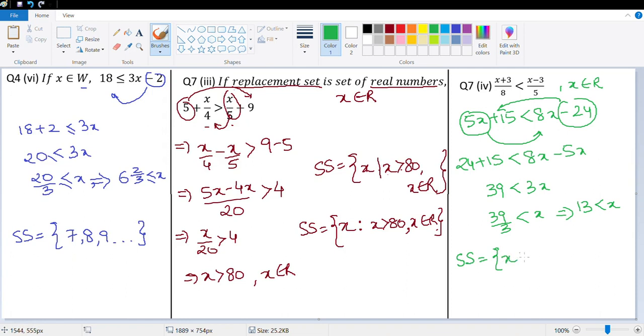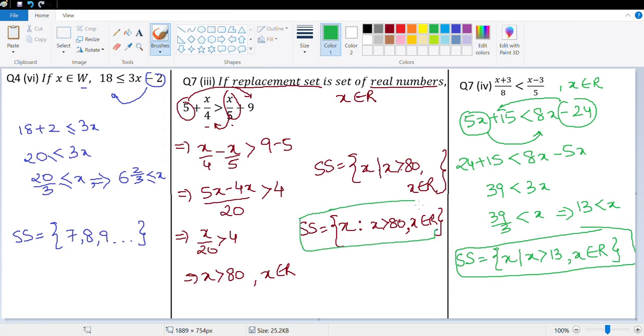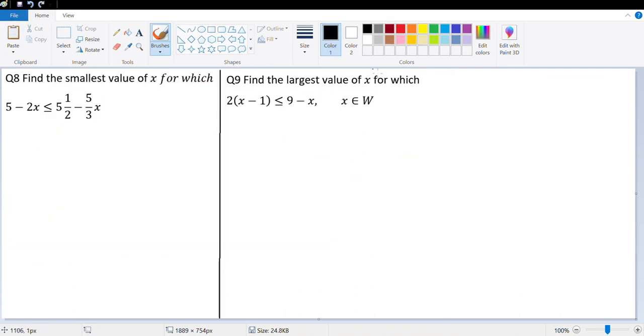It's a set of all x such that x is more than 13 and x belongs to a real number. That's your final answer. That's the final answer that I'm highlighting for this question as well. Let's look at the next question that we do. The next question that we do is question number 8.